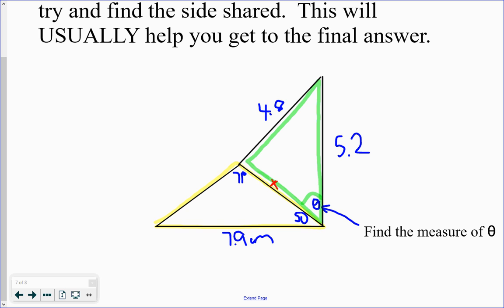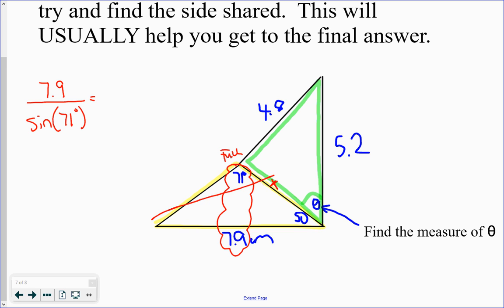So I'm going to start in my yellow triangle. I notice here that I have a full pair, so I'm going to use sine law. So I have 7.9, so side length on top, sine of the angle on the bottom. And now here's my half pair. So I have x on top, and then sine of the angle on the bottom. But again, you'll notice I don't know the angle, but that's an easy fix. I know two corners, I can easily find the third. So if I go 180 minus 71 minus 50, I get out 59 degrees.